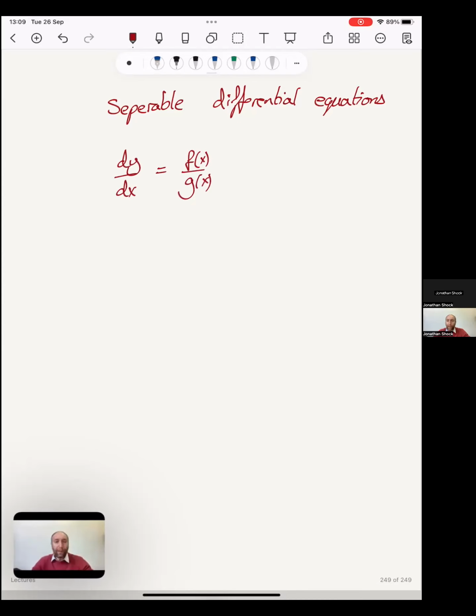And we know that dy by dx is not a fraction, okay? It's a derivative, the derivative of y with respect to x. However, we somehow managed to split this non-fraction up, and we write g of y dy equals f of x dx, and then we integrate both sides.